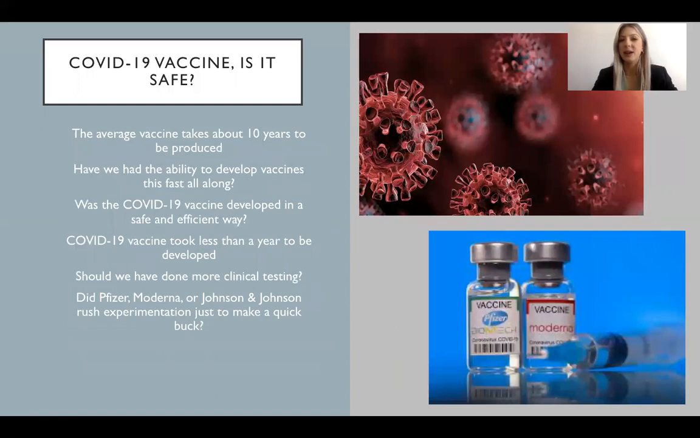So, is the COVID-19 vaccine really safe since it took less than 10 years to be developed? Well, it is quite amazing and also terrifying how the COVID-19 vaccine became available so fast. It makes you think, have we had the ability to develop a vaccine this quickly this whole time? Was the COVID-19 vaccine developed in a safe and efficient way since it took less than a year to be developed? Should there be more time spent on clinical testing and side effect testing post-vaccine injection?